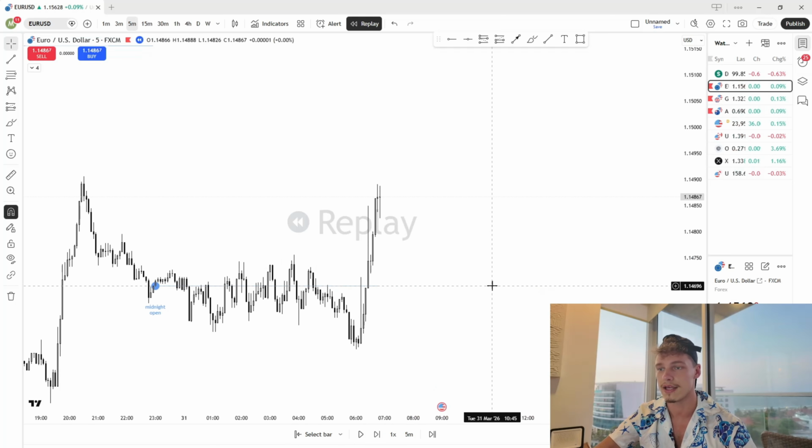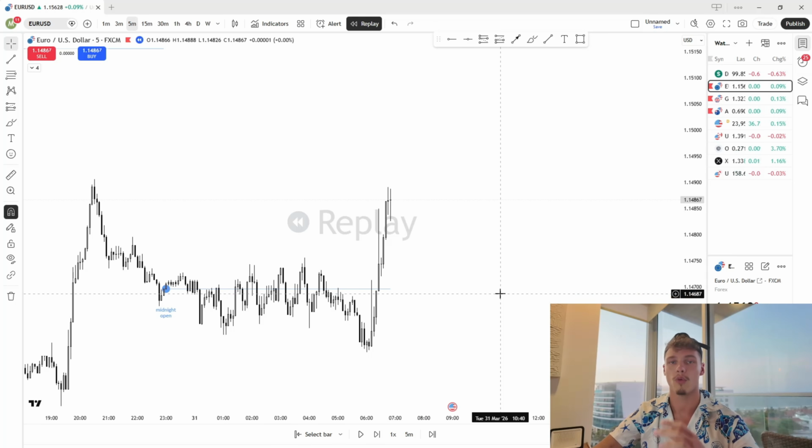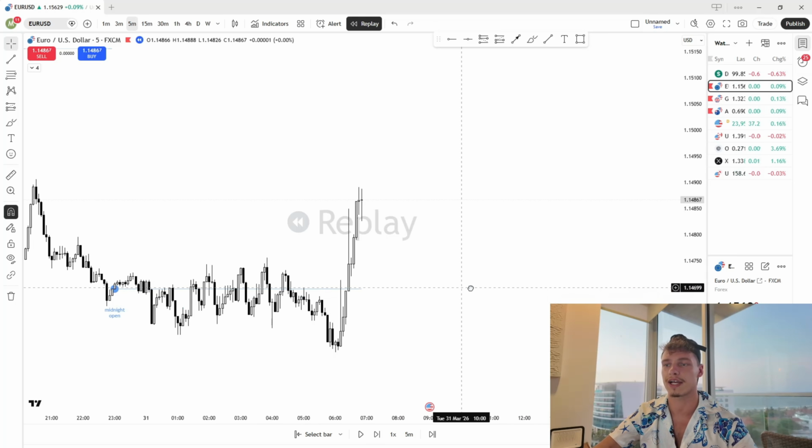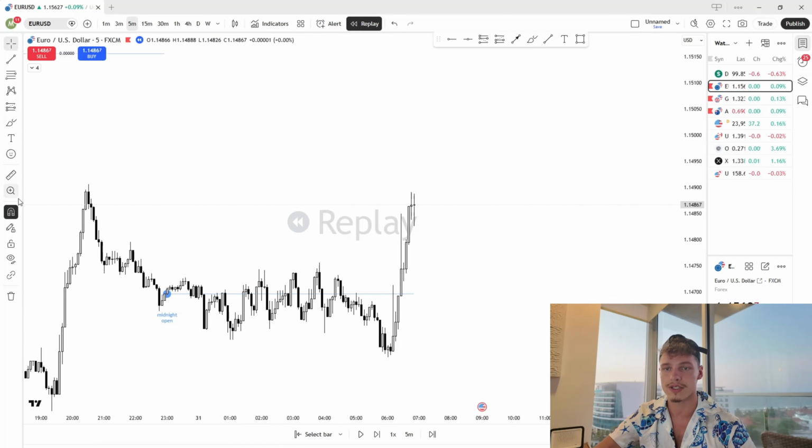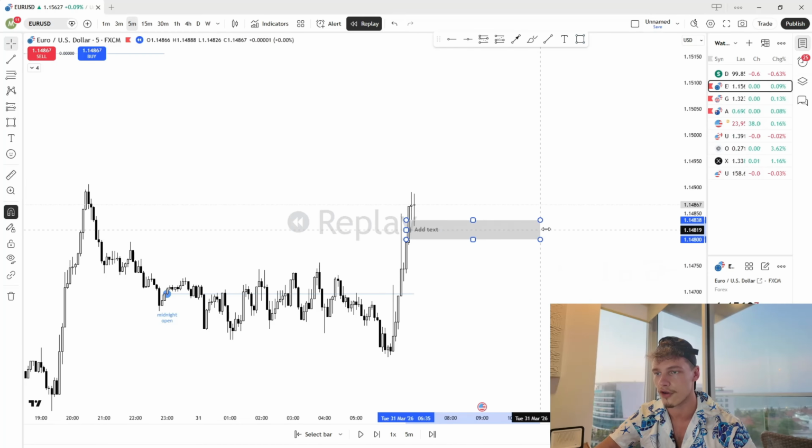What we do now is very simple. You're going to be looking for potential fair value gaps in the 5 minute. So as you can see straight away, guys, we've got a very nice fair value gap that has already formed for us here on the 5 minute.